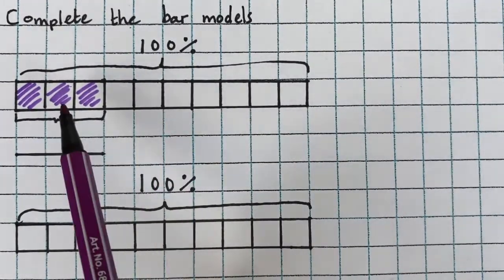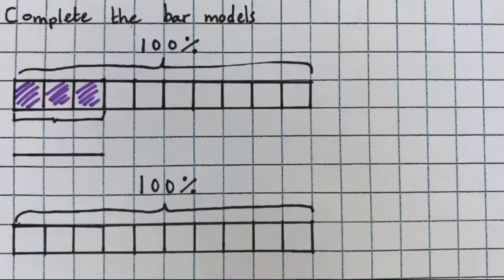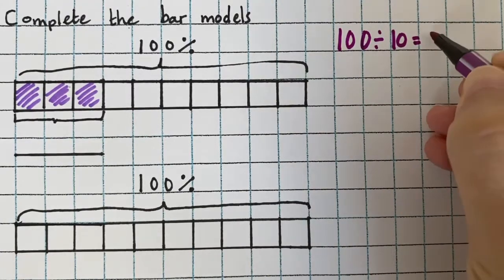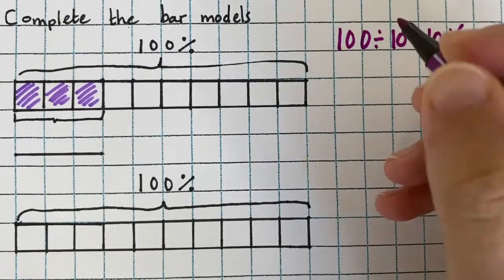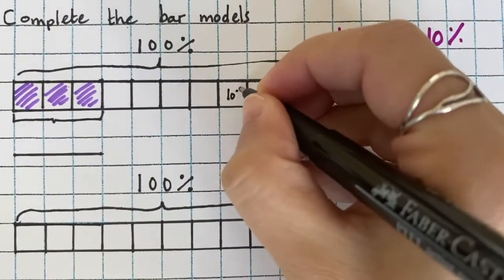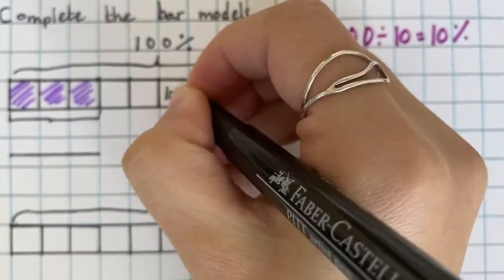So we need to find out what one of those equal parts equals. So if all 10 equal 100%, then to find one, you do 100 divided by 10. So each of those parts is 10%. So those 3 shaded in represent 30%.